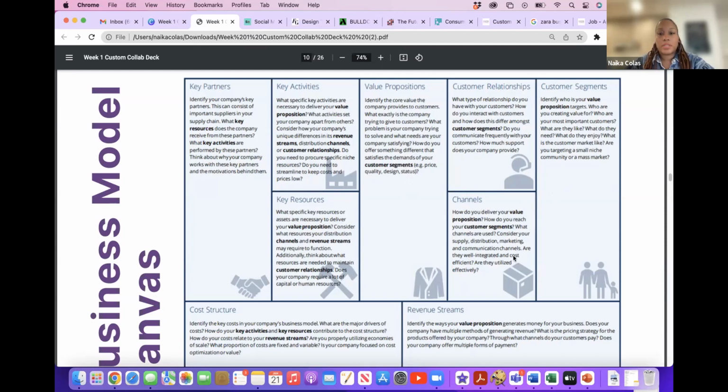And consider your supply chain. Supply, distribution, marketing, and communications channels. Are they well integrated and cost effective? And are they utilized effectively?